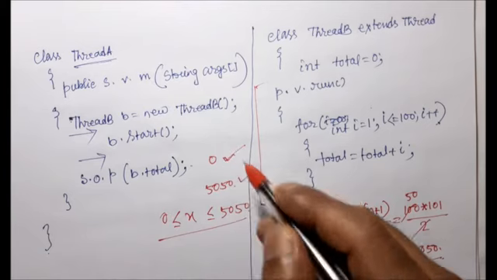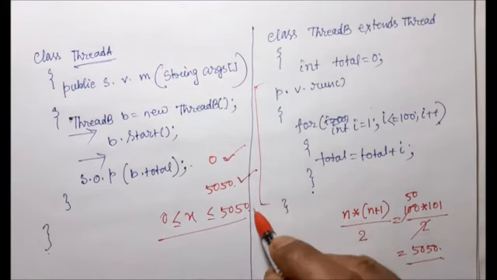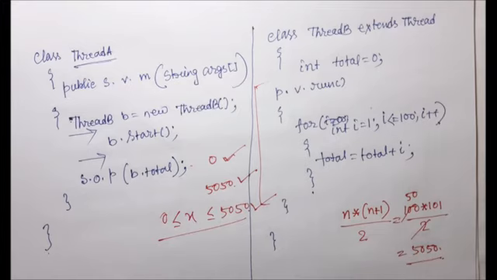I will get 0, or I will get 5050 as the final result, or I will get any in-between result. Now the question is, how do I solve this problem? Let me take another example and let me use the sleep method, because we know that sleep method.